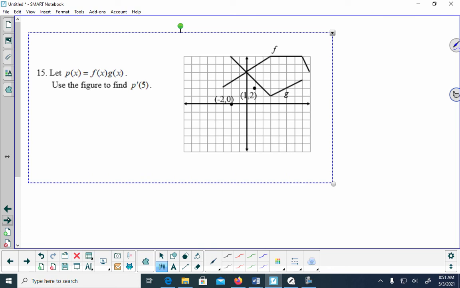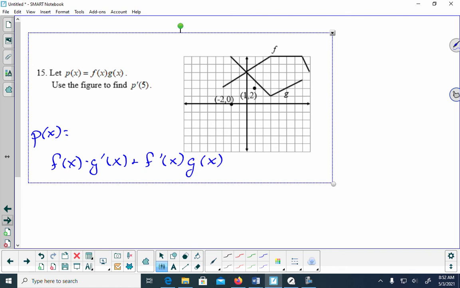Number 15 is looking at a graph, and I want you to find the derivative of p, and they're telling you p is the product of f and g. So the way I think of this is to find p, that's a product, so I'm going to leave f of x alone, multiply that by the derivative of g of x, plus, take the derivative of f of x, and then leave g of x alone.